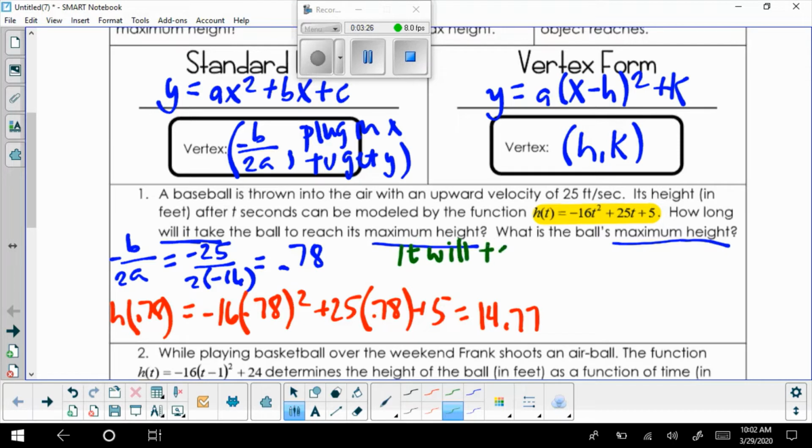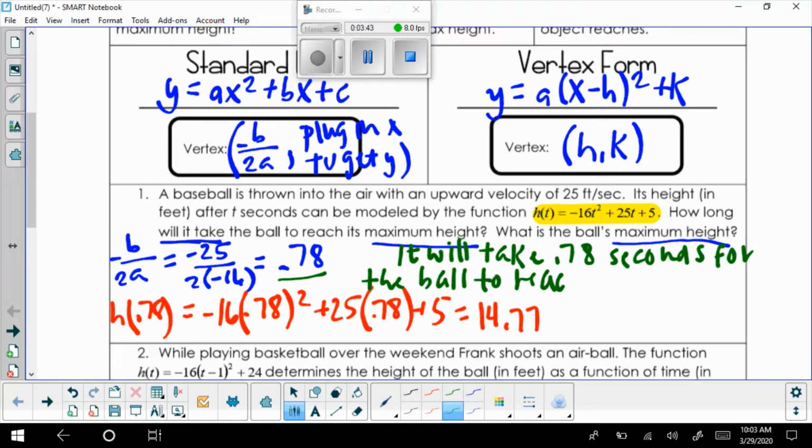So this tells us it will take 0.78 seconds for the ball to reach its max height of 14.77 feet. And that answers our first question there.